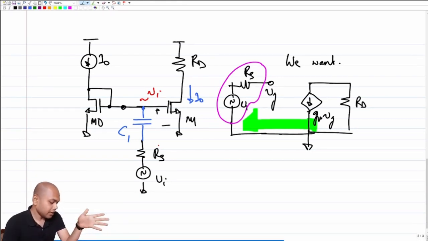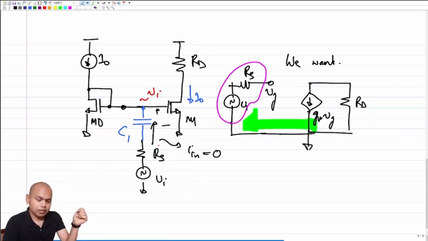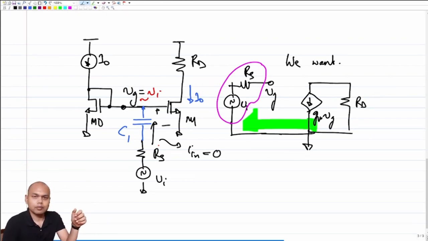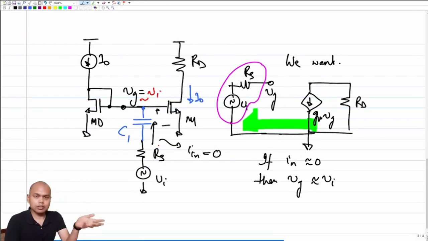So let's say no incremental current were being drawn through this path, right? So let's say this is I in. If I in incrementally were zero, then VG would be equal to Vi, right? So let me write it down. If I in is almost equal to zero, then VG will naturally be equal to Vi. This is our goal then, right?